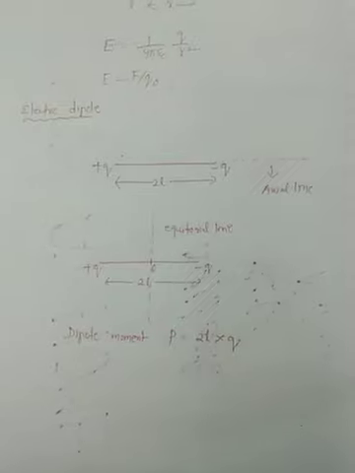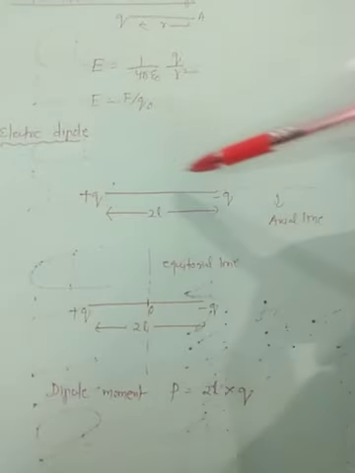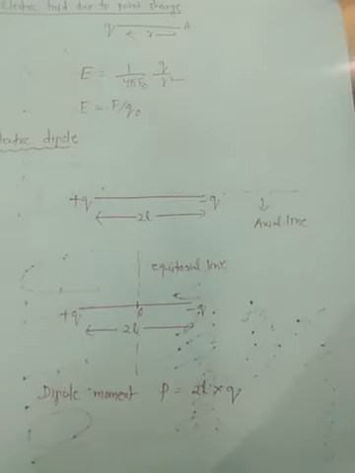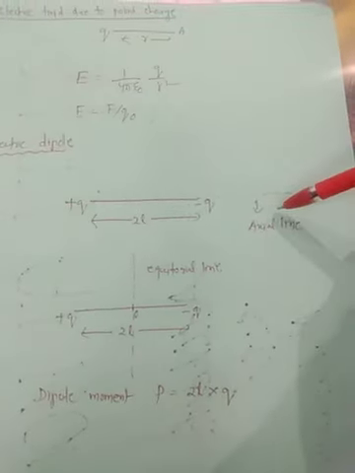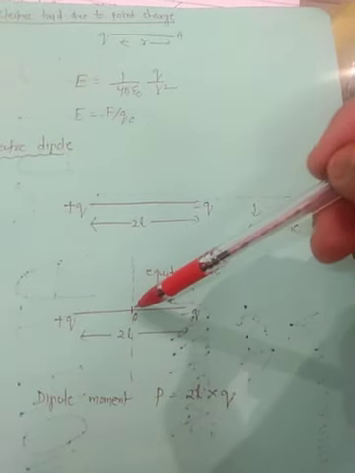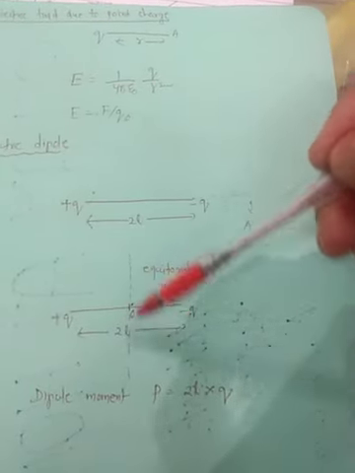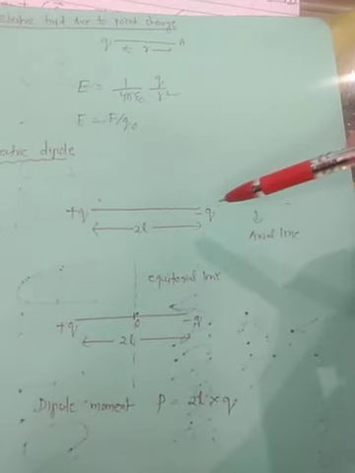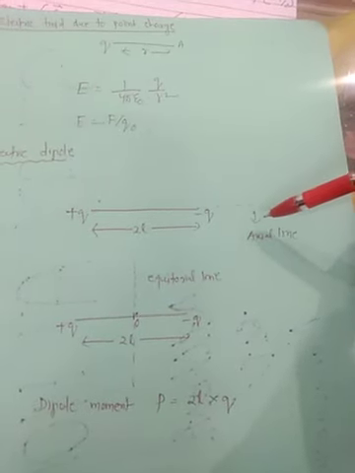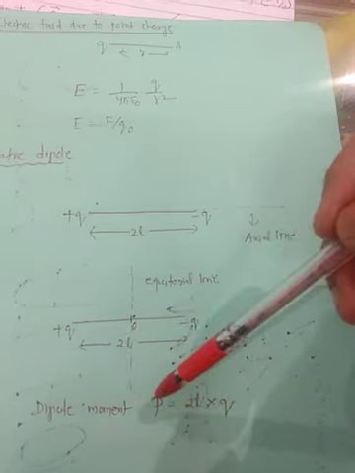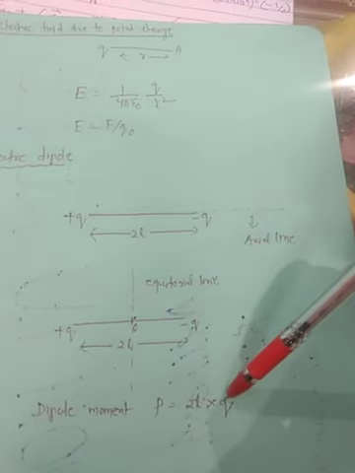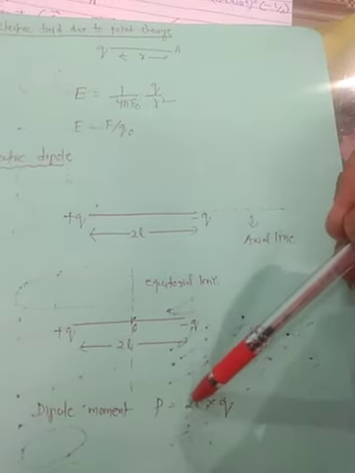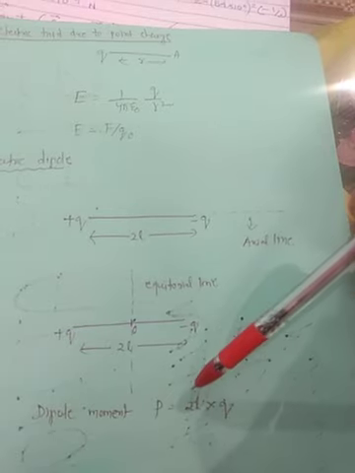Here I have shown you the axial line and equatorial line. If a line passes through both the charges, plus q and minus q, this is called the axial line. And if the line passes through the center of the dipole and is perpendicular to the dipole, then it is called the equatorial line. Yesterday we have seen the electric field due to the axial line. And dipole moment means the product of either charge, you can take plus q or minus q, and the distance between them, that is 2l.